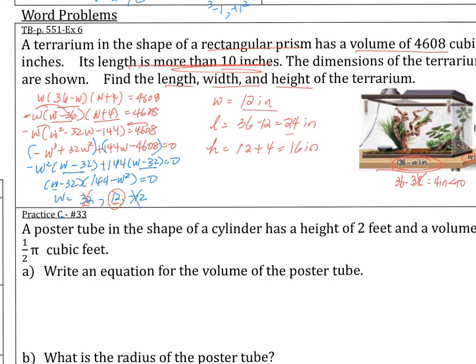And here are our dimensions. And just a reminder, 24 inches is greater than 10. That's required by the word problem.